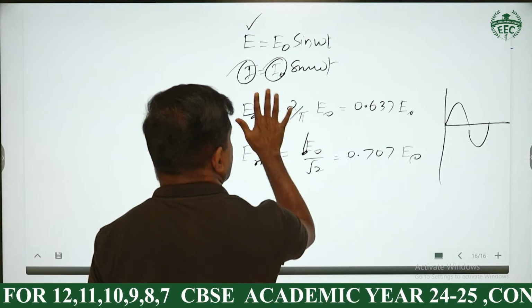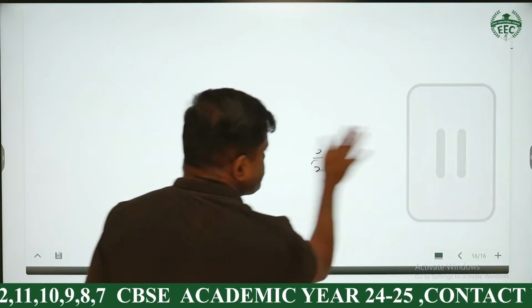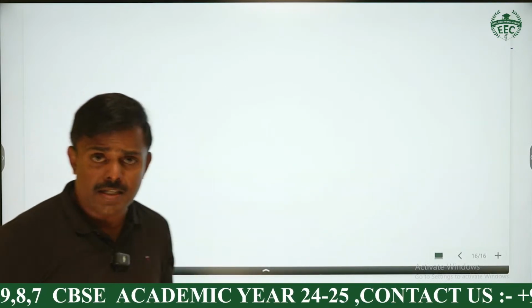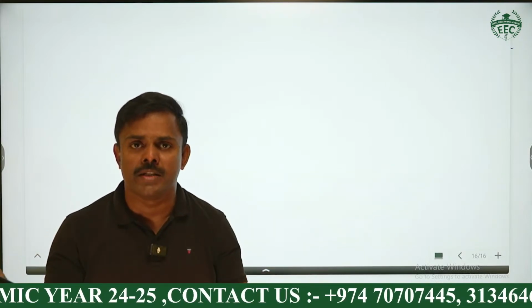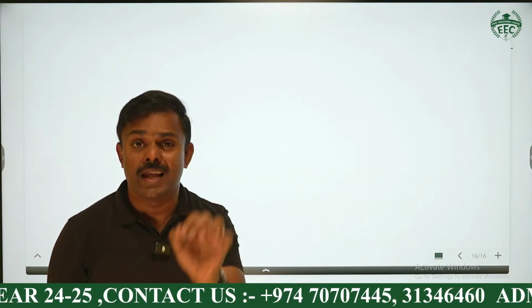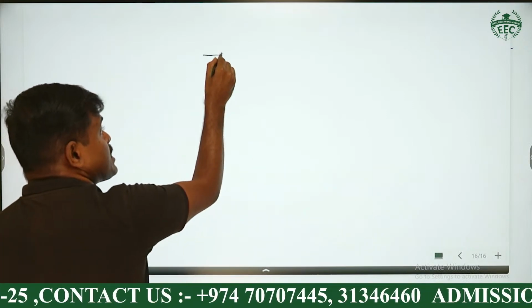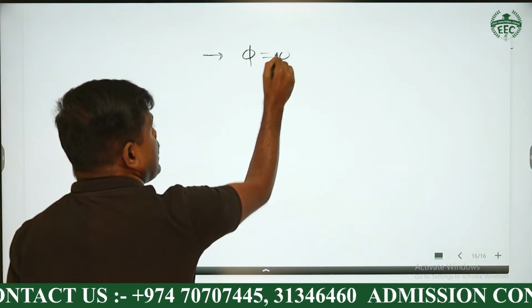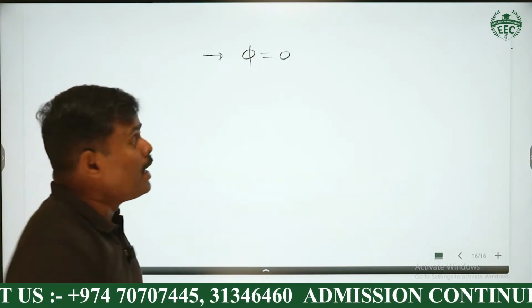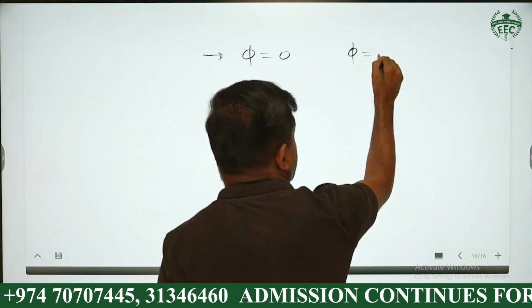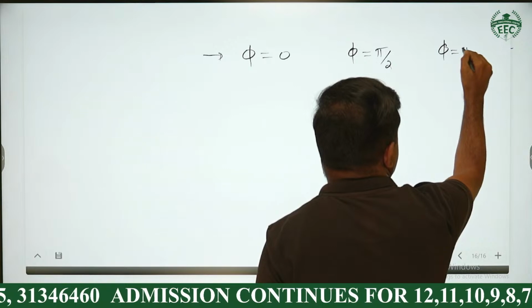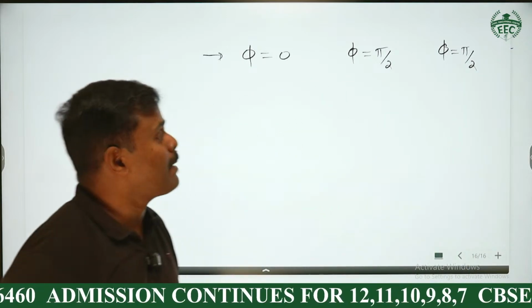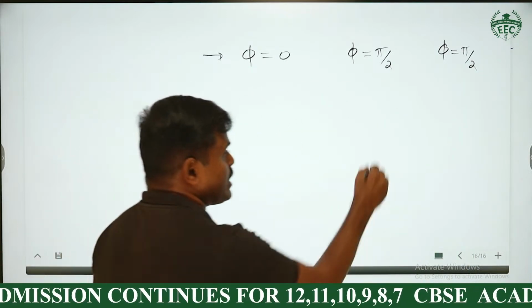Second part is about circuits. We have purely resistive, purely inductive, purely capacitive, then combinations LCR, LR, CR. LC is not there anymore; LC is deleted. In a purely resistive circuit, voltage and current are in phase. Phase difference is 0. In a purely inductive circuit, phase difference is pi by 2. In a purely capacitive circuit, phase difference is pi by 2. You can memorize it this way.